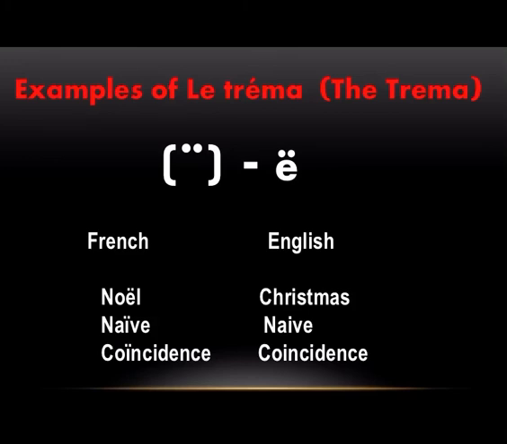Noël, naïve, coïncidence. Noël means Christmas, naïve means naive, coïncidence means coincidence. I'll repeat, Noël, naïve, coïncidence. So here you can see that in first case E, in the second one I, and in the third one I are pronounced separately from the letters before these vowels. So these are different accents used in French.